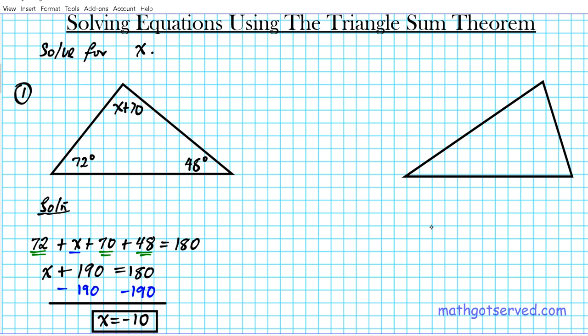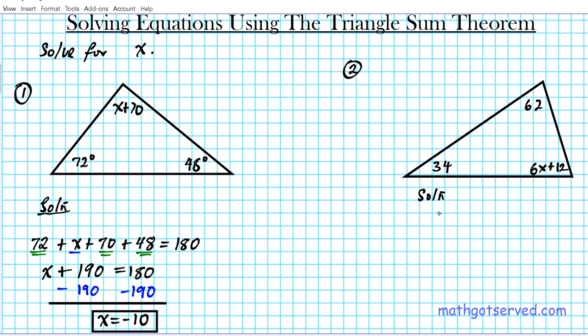Let's take a look at problem 2. For question 2, we're still solving for x. Let's say we have the following measures. This angle here is 34, this is 62, and this is 6x plus 12. Let's go ahead and solve this.